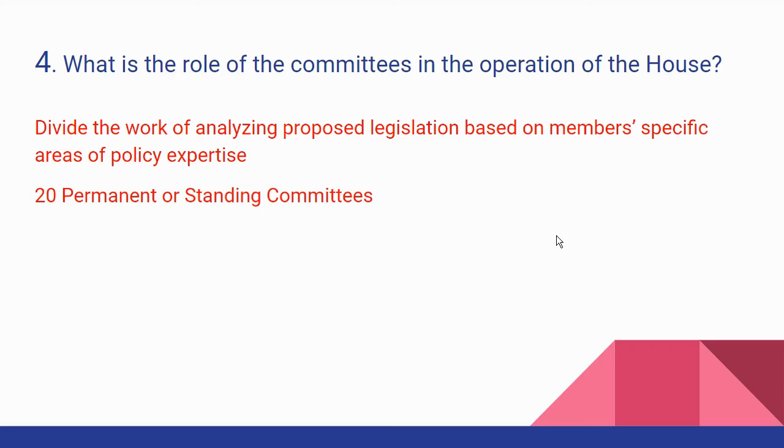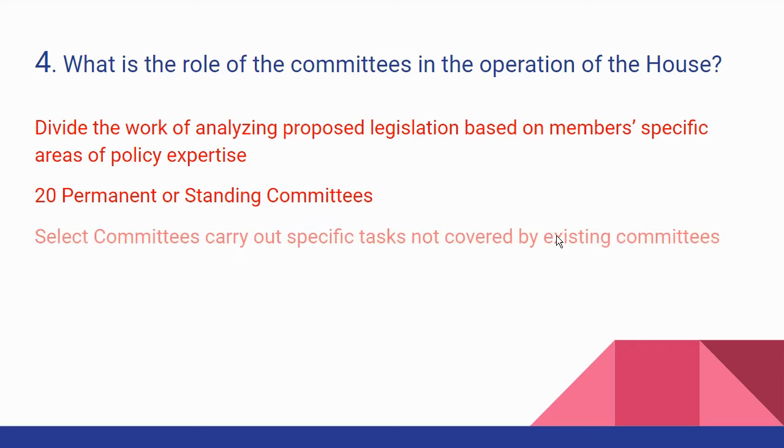There are 20 permanent or standing committees, like the House Ways and Means Committee, the House Judiciary Committee, and the House Defense Committee. Then you have select committees that are there to carry out specific tasks that are not covered by existing committees. So if there's a special issue that comes up that doesn't already have a committee related to it, they'll form a committee called the Select Committee that deals only with that subject. And they don't necessarily deal with legislation so much as they advise the House on what they need to do and how to handle certain situations.